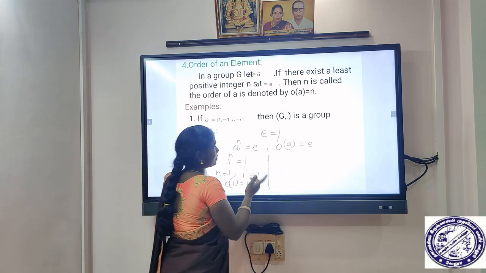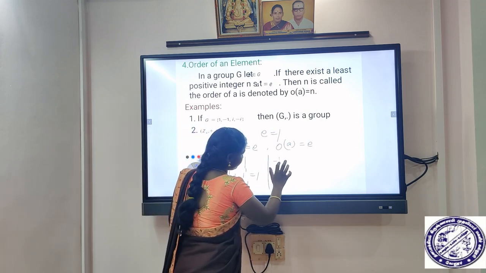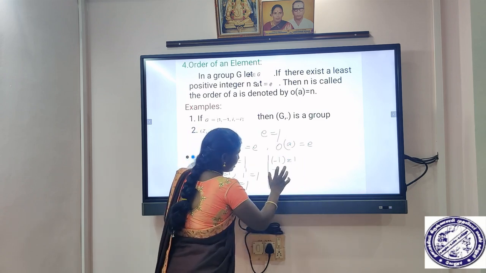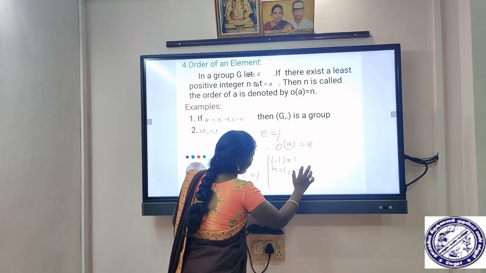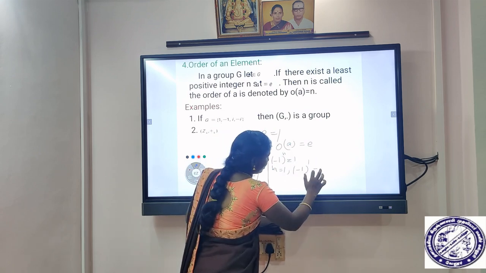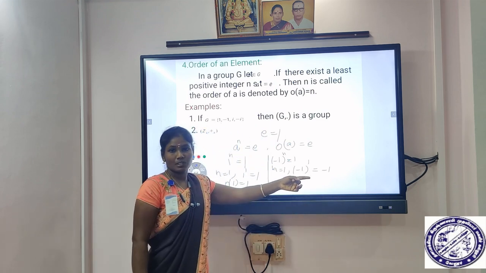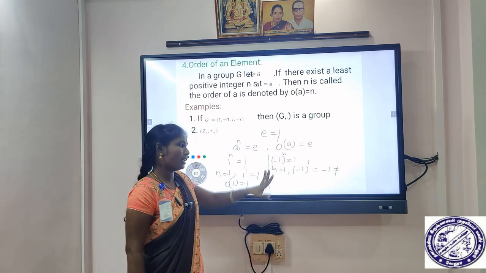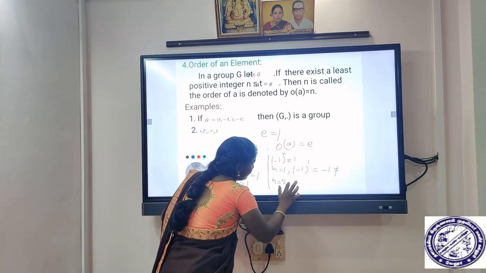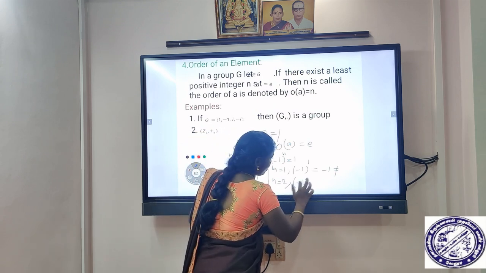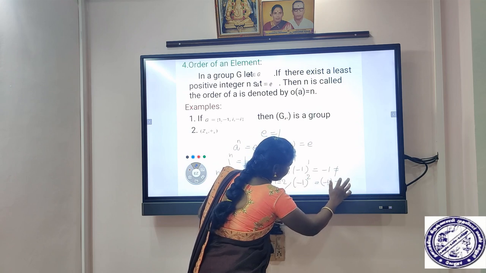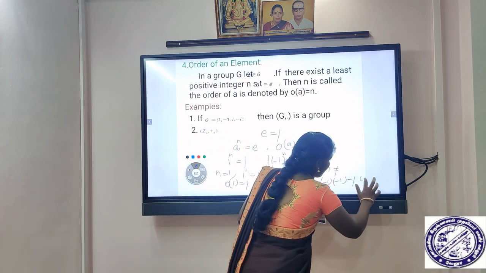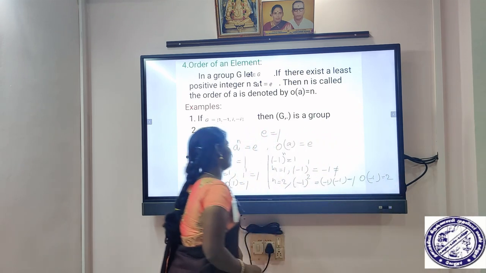Okay. Next, I choose the second element, minus 1. Minus 1 power n equal to E, and the E value is equal to 1. Next, n equal to 1: minus 1 whole power 1, so the value is minus 1. Minus 1 is not the identity element, so this is not the order of the element minus 1. So next I choose n equal to 2: minus 1 whole power 2, so minus 1 into minus 1 which is equal to 1. 1 is the identity element. So the order of minus 1 equal to 2.